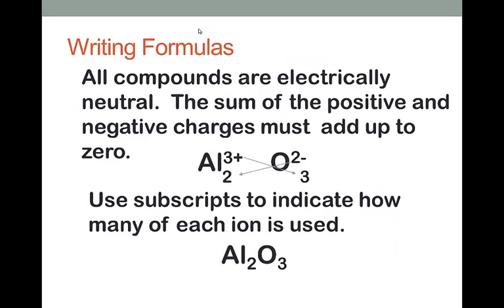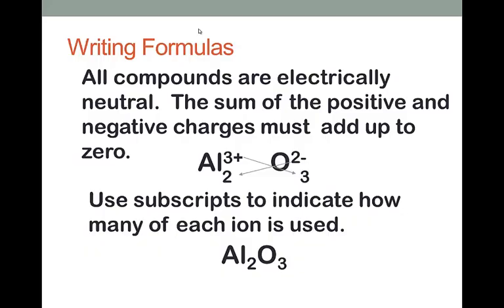Writing formulas, all compounds are electrically neutral. The sum of the positive and negative charges must add up to 0. So there's the crossover. You see you take the +3 from the aluminum charge, and that's going to tell you how many oxygens you need, and the -2 from the oxide charge, and that will tell you how many aluminums you need. And the reason why this works is because 2 aluminum ions will give you a total positive charge of +6, meaning it lost 6 electrons, and 3 oxide ions will give you a total charge of -6, which tells you that it gained 6 electrons.